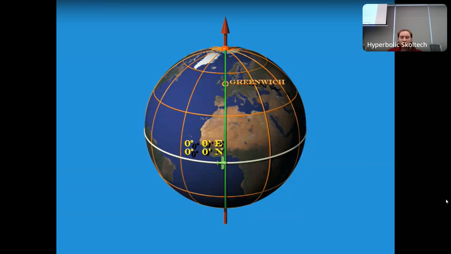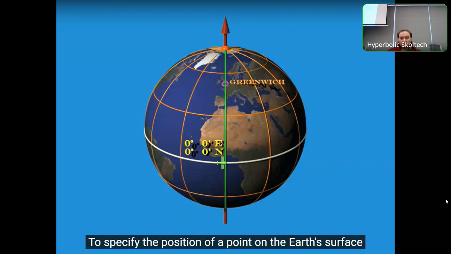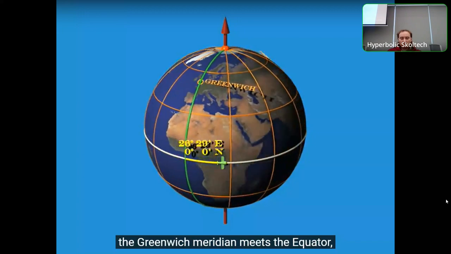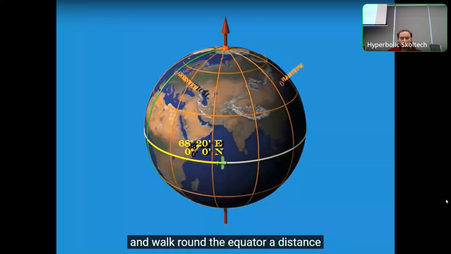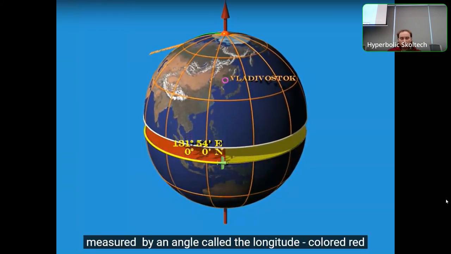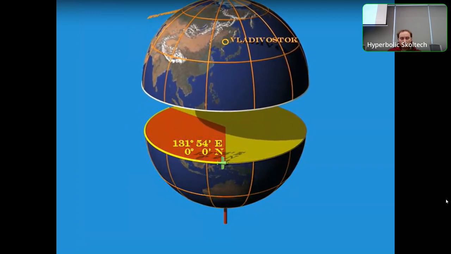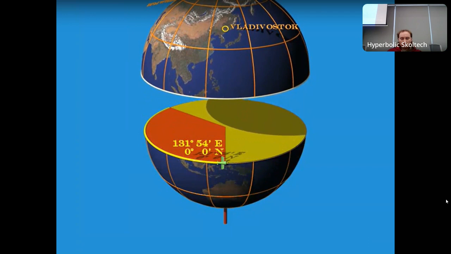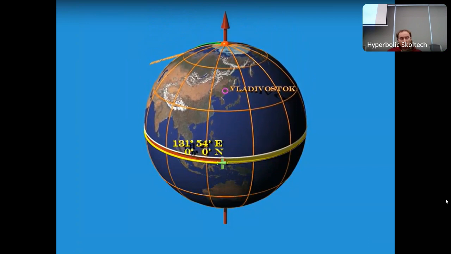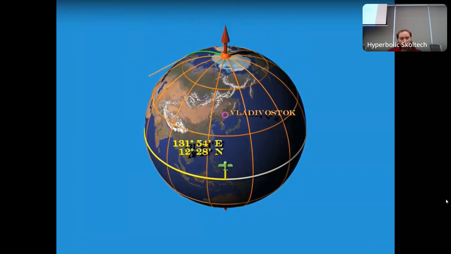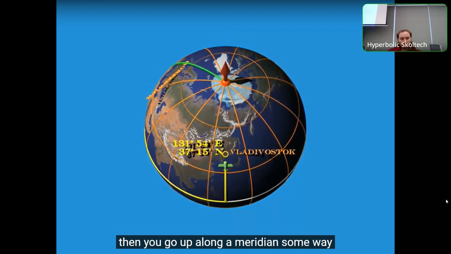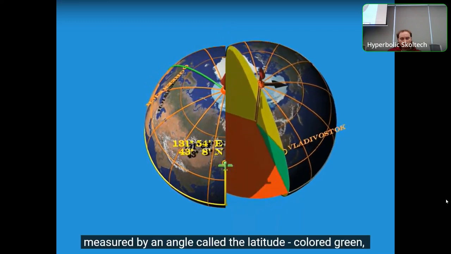To specify the position of a point on the Earth's surface, we can start at the point where the Greenwich Meridian meets the equator, and walk around the equator a distance measured by an angle called the longitude, color red. Then you go up along a meridian, measured by an angle called the latitude, color green.